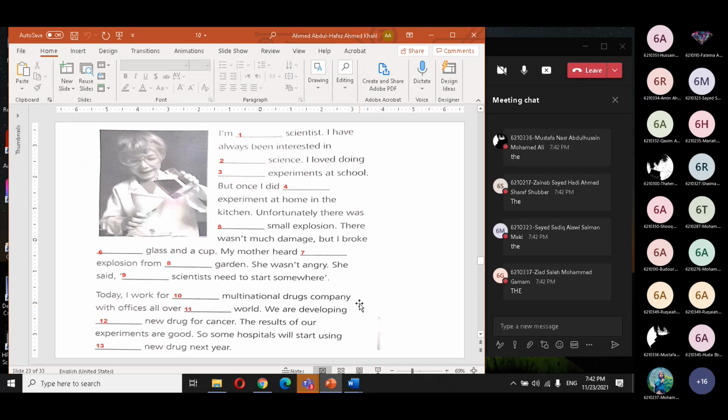We are developing new drug for new cancer. Is it the first time or has been mentioned before? A new. First. If it is the first time we use a. New يبقى drug. هنا a new.